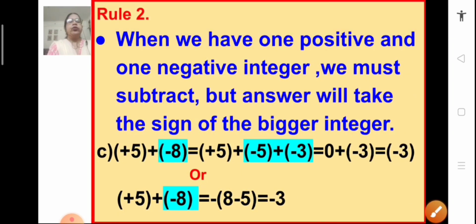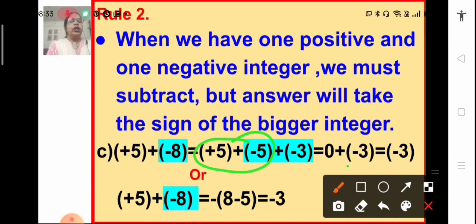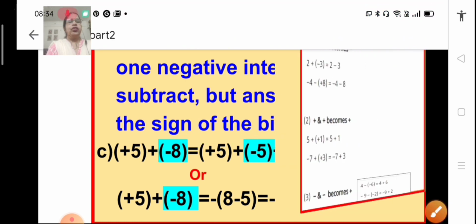So what is the second rule? When we have 1 positive and 1 negative integer, we must subtract, but the answer will take the sign of the bigger integer. So if we have positive 5 plus negative 8, what do we do? Negative 8 can be expressed as negative 5 plus negative 3. So positive and negative 5 will become 0, and what are we left with? Negative 3. So positive 5 plus negative 8 gives us negative 3.